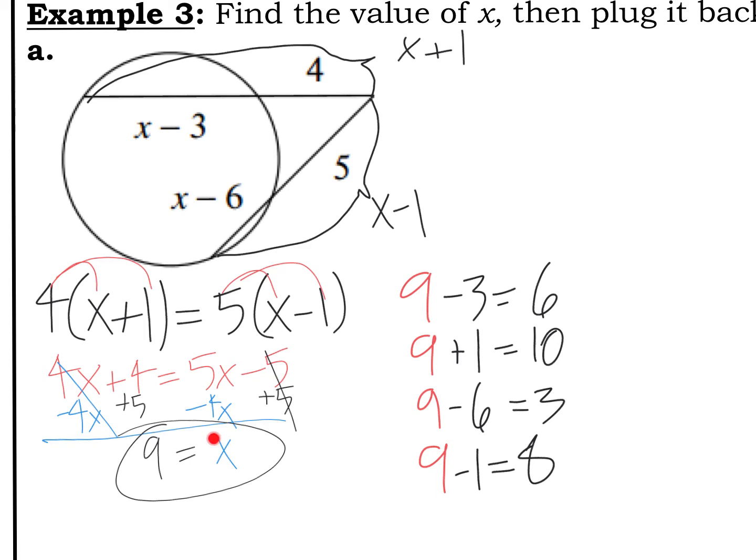So if I were to plug 9 back in for this internal segment, 9 minus 3 would give me 6. The total length then would be 10, doing 9 plus 1. Makes sense, right? What's 6 plus 4? And then the other one, 9 minus 6 would give me 3. And then the external one would be 9 minus 1, which is 8. And that's the same thing as doing, since you know that this one's 3, 3 plus 5 also equals 8.